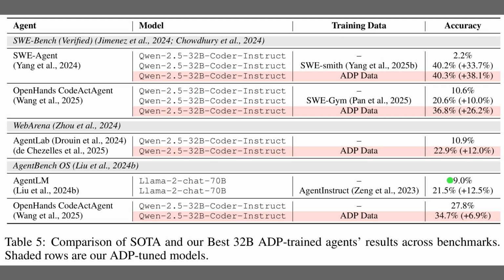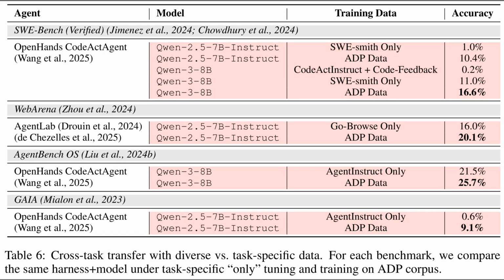Table 5 reports outcomes at the 32B scale. The shaded rows show ADP-tuned models that surpass prior results across agents and benchmarks. On SWE-bench Verified, Qwen2.5-32B-Coder-Instruct reaches about 40% with SWE-agent, while OpenHands records about 37%. WebArena lands near 23%, and AgentBench OS rises to roughly 35%, which confirms strong gains without domain-specific tweaks. So, Table 5 showcased peak 32B results.